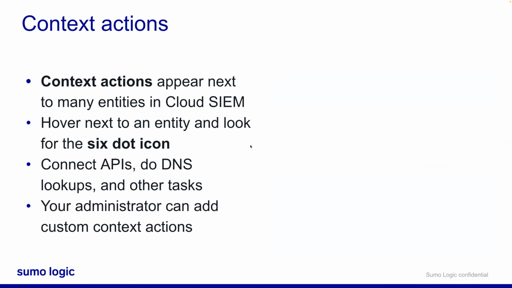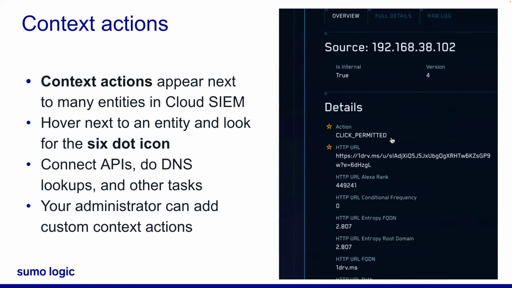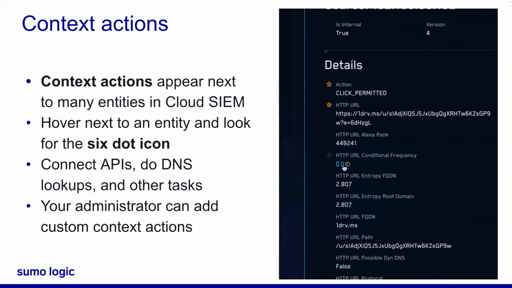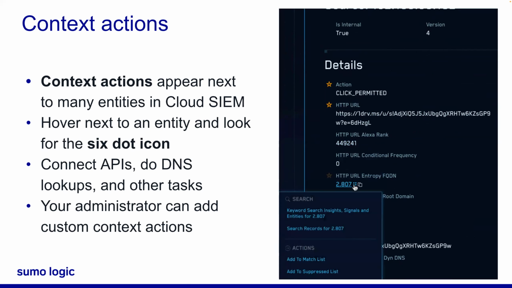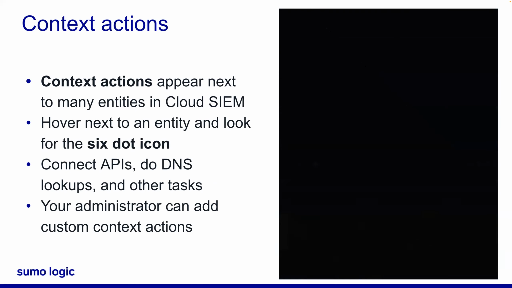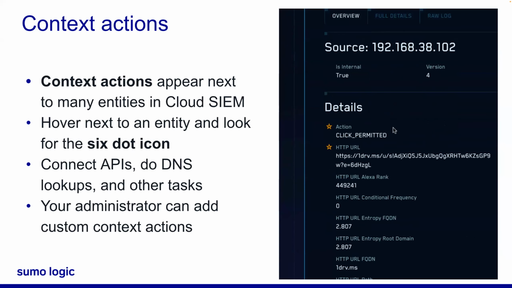Now, the next thing I want to talk about is context actions. Context actions are going to be found throughout the Cloud SIEM UI, and I don't think I showed any of them yet. No, I didn't point one out, but the screenshot on the right-hand side of the screen is doing a pretty good job of showing what this is. These context actions are going to be useful for in-depth investigation. For example, many entities in the insights, the signals, and the entities page are going to have these context actions.